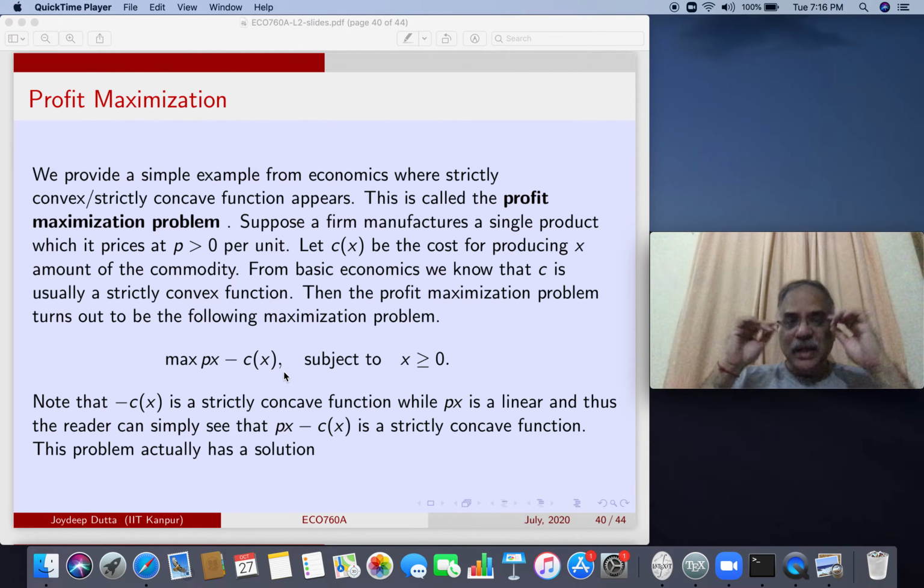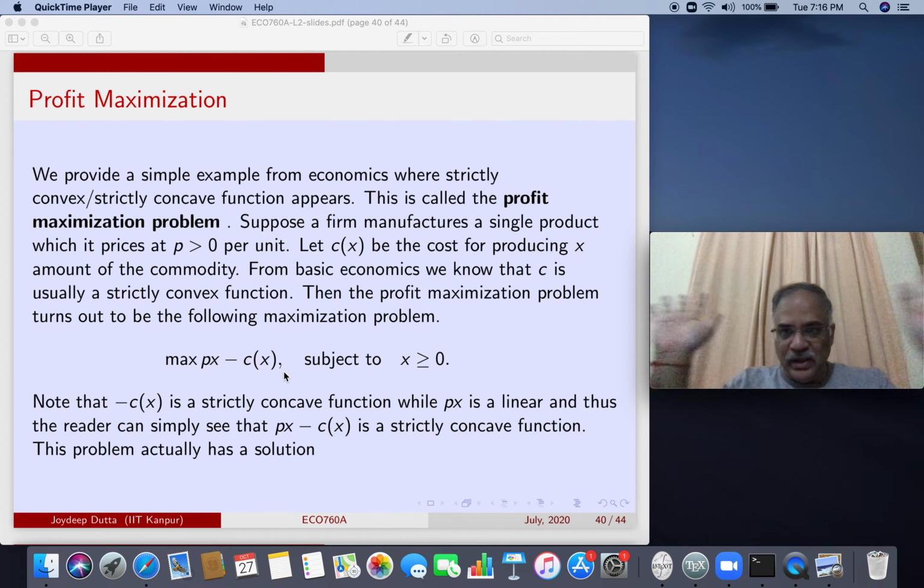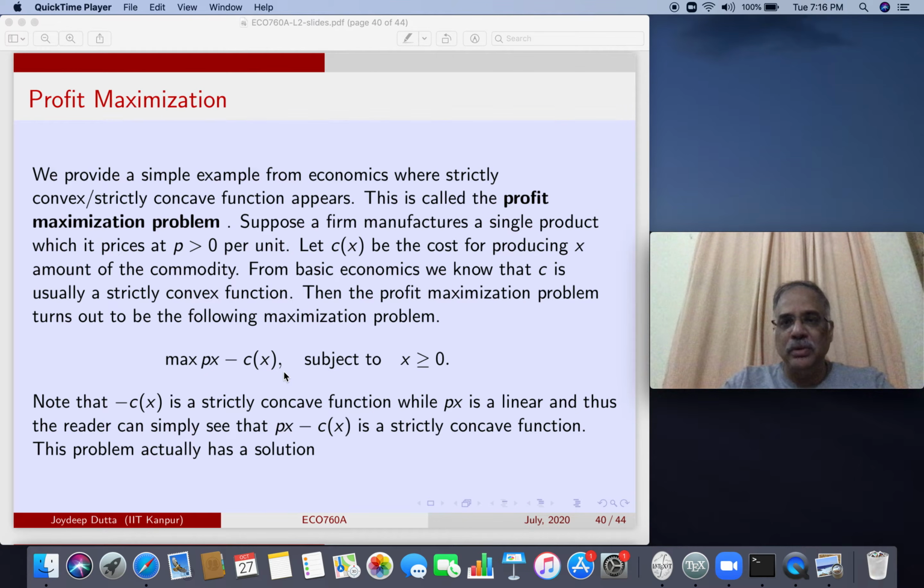Now, let us say we don't bother much about the convexity of C of x or anything else, just take it as an optimization problem. Only I know that the solution of this problem would lie in the interior of the region x greater than or equal to 0. That is the profit maximizing problem.